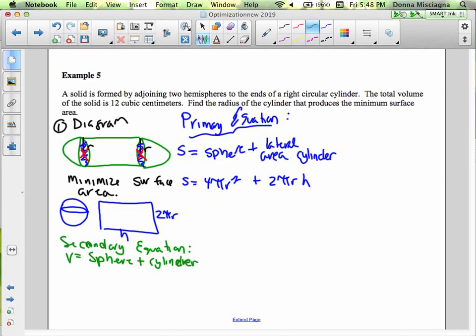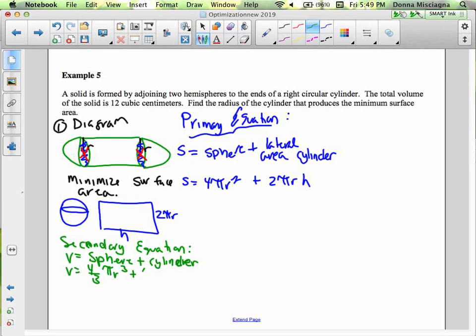The volume formula for the sphere is 4/3 pi r cubed. And then the cylinder is the area of the base.